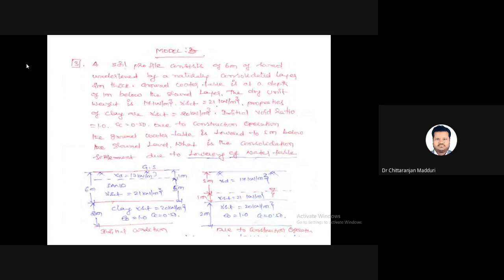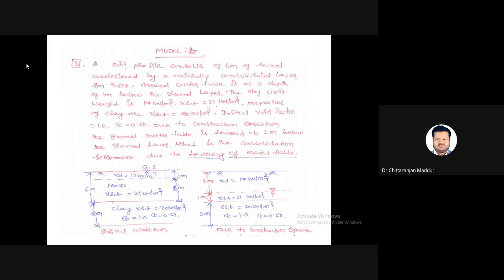So model 3. In this case, initially the water table is at 1 meter depth. Then due to construction work, the water table is lowered by 5 meters. So what is the change in settlement of the soil? That we need to find out here.